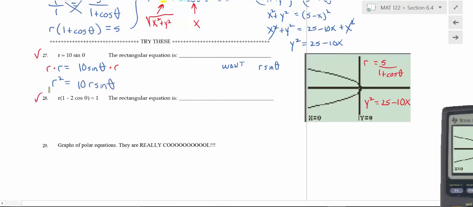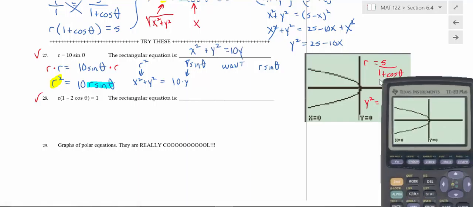Now we can substitute for r sine theta to get the answer. So r squared is going to become x squared plus y squared. Then y is going to be r sine theta, so the r sine theta becomes y. So you're going to have 10 times y when you plug that in. So it's okay if you just write the answer as x squared plus y squared equals 10y.